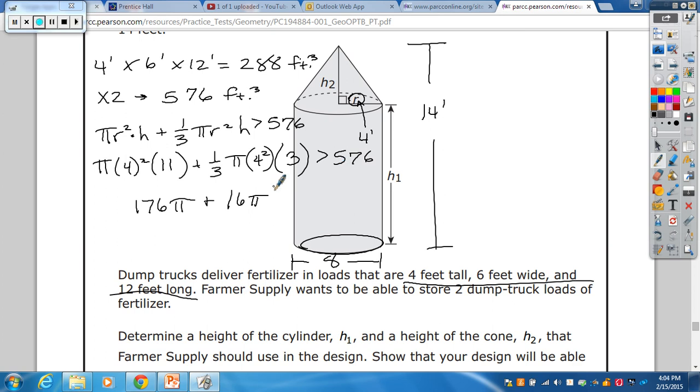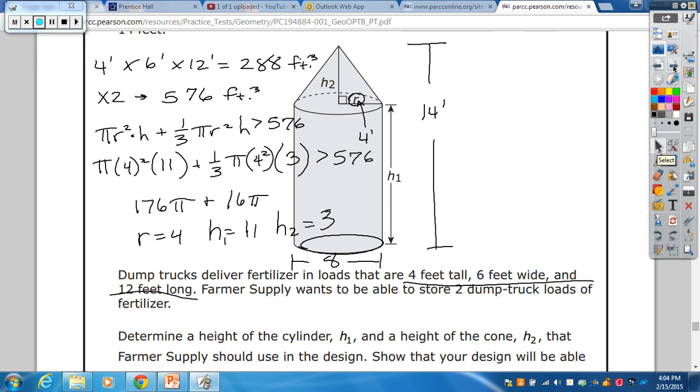So as a result, if my radius is 4 and my height 1, make sure you designate which height that's going to be, is going to be 11, and your height 2 is going to be 3, then we have enough space to have them dump both truckloads within that storage bin. Okay? All right.